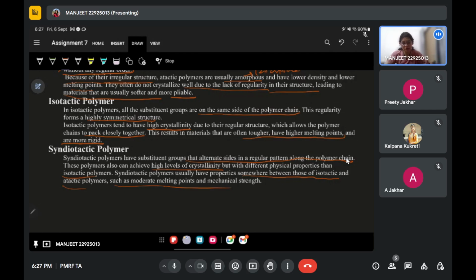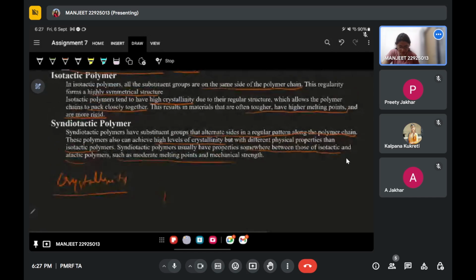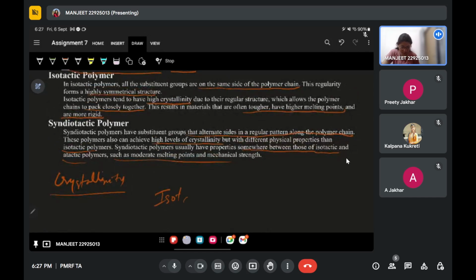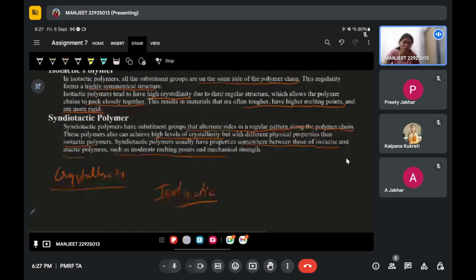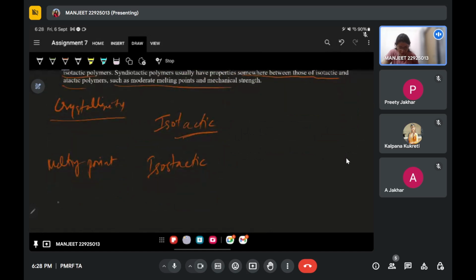So if I go with the crystallinity order, in syndiotactic we can achieve a high level of crystallinity, but with different physical properties than isotactic. In crystallinity, which one is higher? The isotactic has the higher crystallinity. We can achieve it in syndiotactic, but with different physical properties. If I talk about the melting point, which one has the higher melting point? The isotactic has the higher melting point. Which one has the higher toughness?